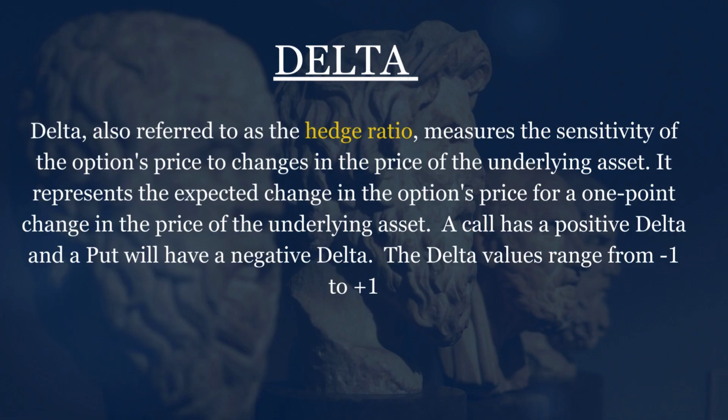First up, delta. The delta, also referred to as the hedge ratio, measures the sensitivity of the option's price to changes in the price of the underlying asset. It represents the expected change in the option's price for a 1-point change in the price of the underlying asset. A call has a positive delta, and a put will have a negative delta. The delta values range from -1 to +1.